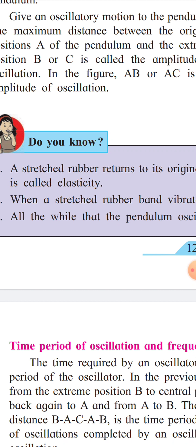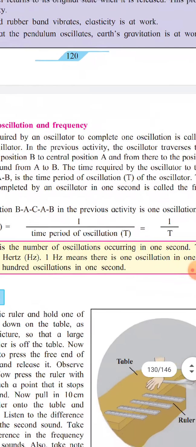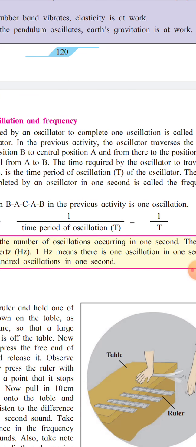Now, time period of oscillation. The time taken by an oscillator to complete one oscillation is called the time period of the oscillator. Time period of oscillation is denoted by T. Now, unit of time period. Time period is measured in seconds.